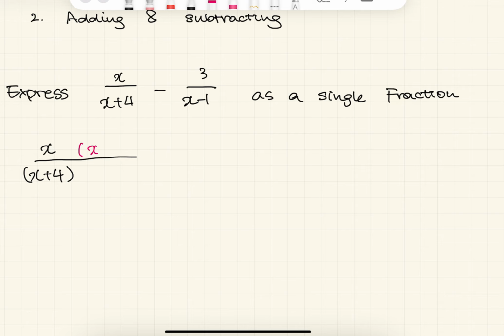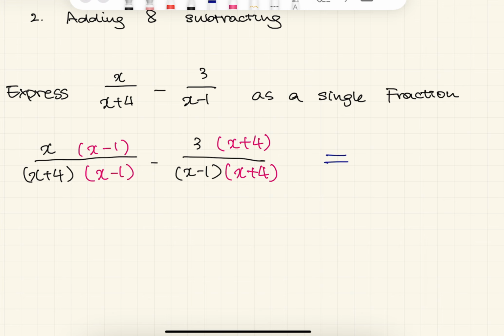And to create the common denominator, for each fraction, you would multiply the other fraction's denominator to both the top and the bottom. So how I wrote it is to multiply x minus 1 to the left fraction and then x plus 4 to the right fraction.